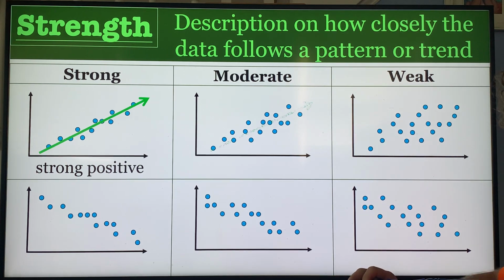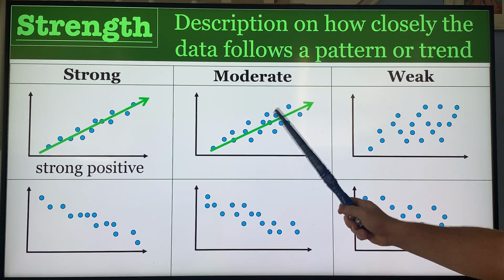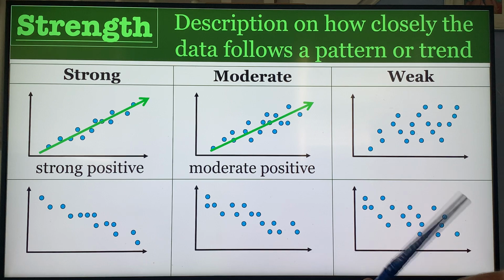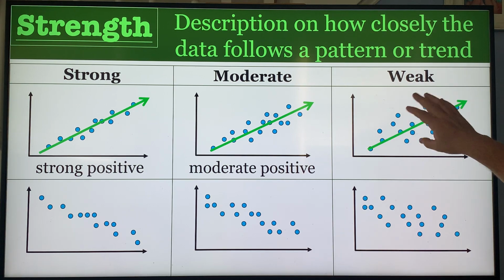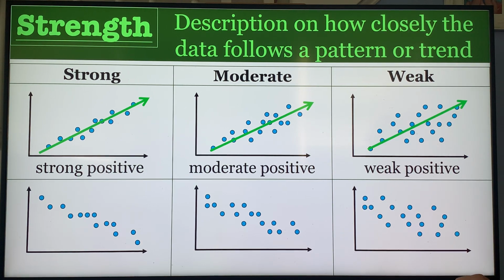I said moderate, right? Kind of a little farther away. Moderate positive. It's still positive. It's still increasing, but moderately. And finally, this one right here. Farther away. That is a weak positive. All right? You don't want weak positives. Yuck.